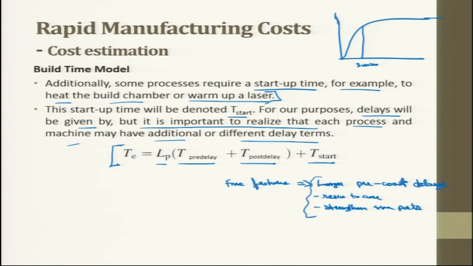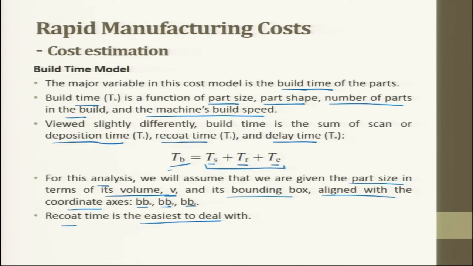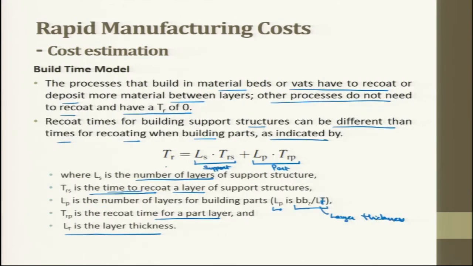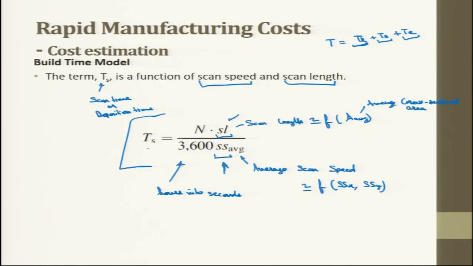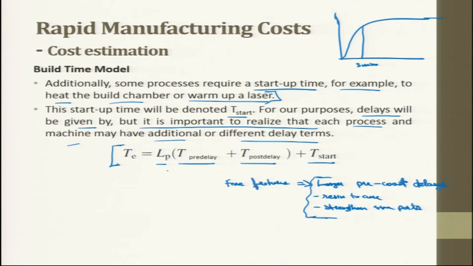These terms can have other factors or elements included in them. This is now a generic build time, that is TS plus TR plus TE. First we talked about TR, the recoat time, that is the recoat for support and recoat for part. Then we had our scanning or deposition time, which is a function of scan length and average speed. Then we have the delay. Delay is pre-delay plus post-delay times LP, plus T start. LP, you know, is the number of layers.